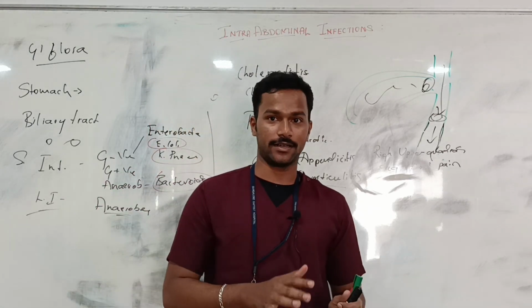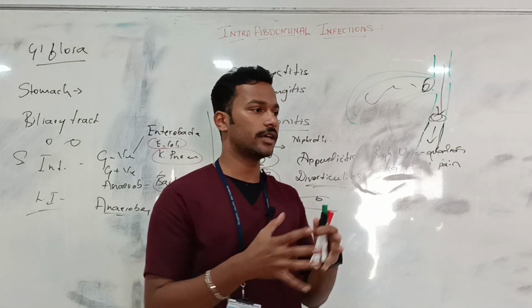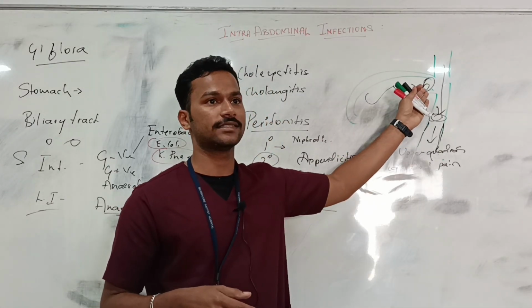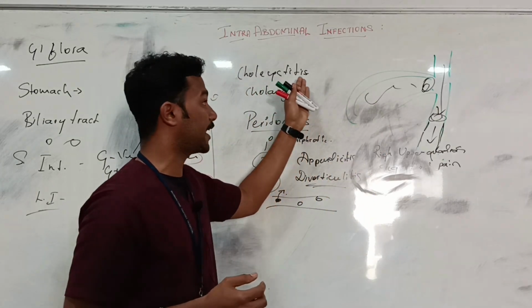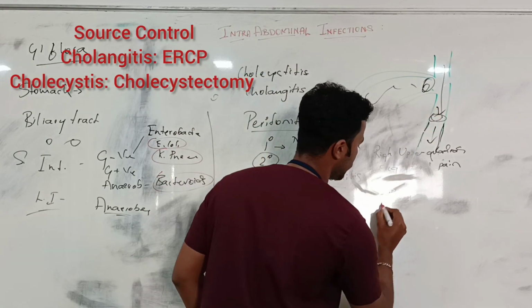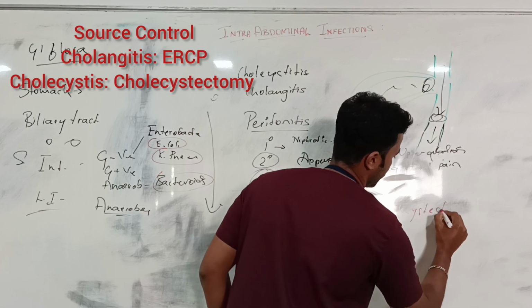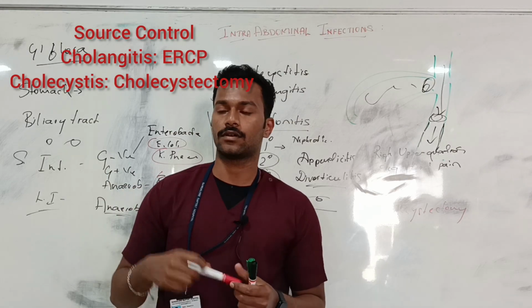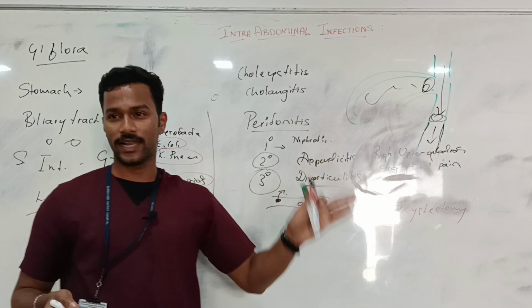Now coming to the treatment. The first thing we do in intra-abdominal infection is source control. There will be pus formation, abscess formation, or a gallstone, for example. The control of that is required. So in case of cholecystitis, we do removal of gallstone, ERCP, and cholecystectomy. These are the source control measures done in case of cholecystitis and cholangitis.